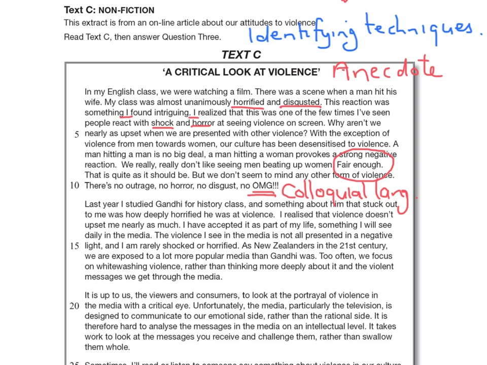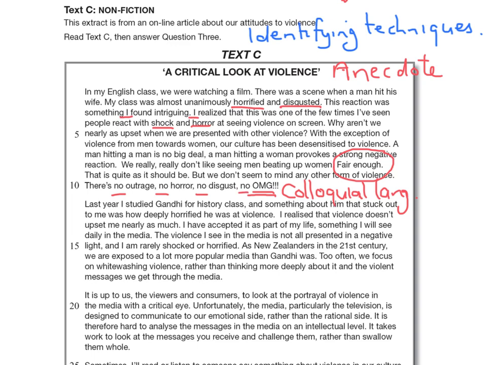There's another technique in the same sentence. "There is no outrage, no horror, no disgust, no oh my God." Right? Of course, you can call this a number of things. You can call this listing, because there's a list of particular parts of a sentence, no outrage, no horror, no disgust. You can call this a triple construction because it uses the same structure within the sentence, the word no being repeated a number of times.